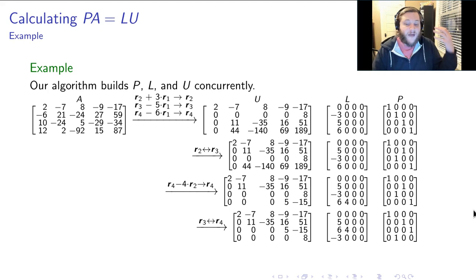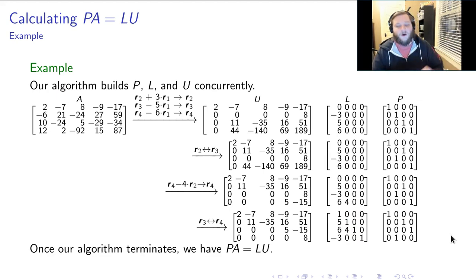The algorithm now terminates, except the last thing to do is add 1s to the diagonal of L. So we need 1s on the diagonal of L. So we put them there. And now the algorithm terminates. PA now equals LU. So the final state of P is this matrix.